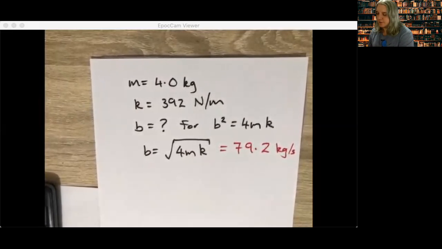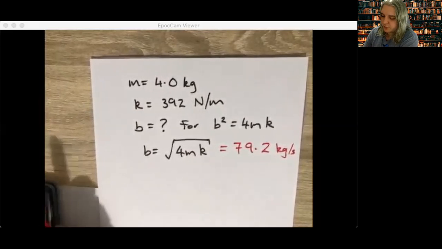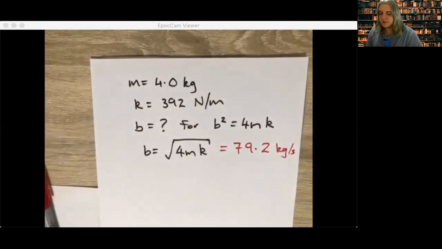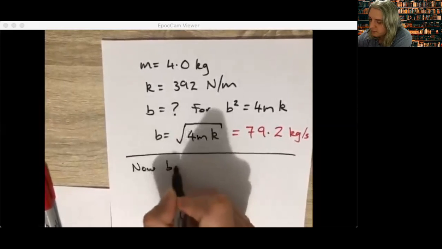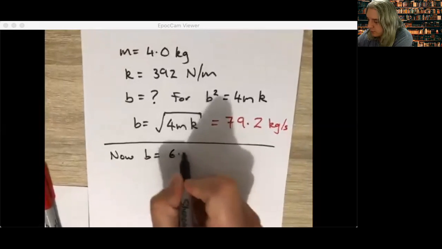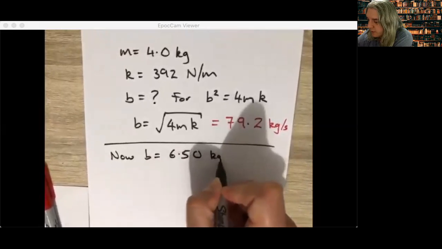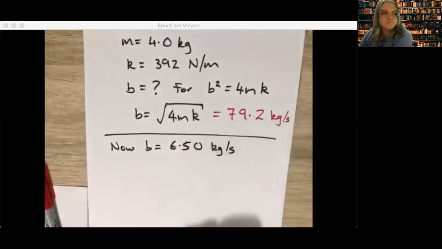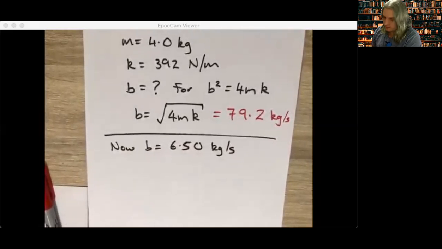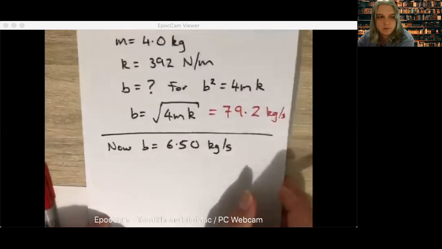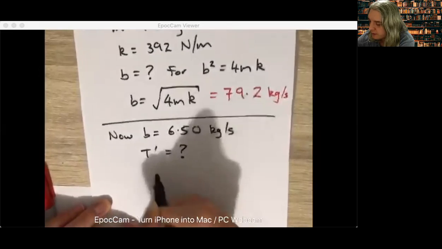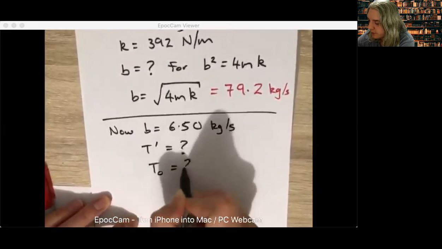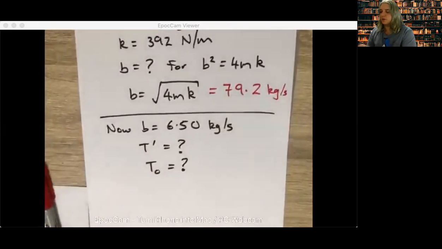The second part of the question is the one where we need to start thinking about some more things potentially. Now set B equal to 6.50 kilograms per second. And what is the period of the damped system? I'll call that T prime, and compare it to T naught, the period of an undamped system, if it weren't damped.